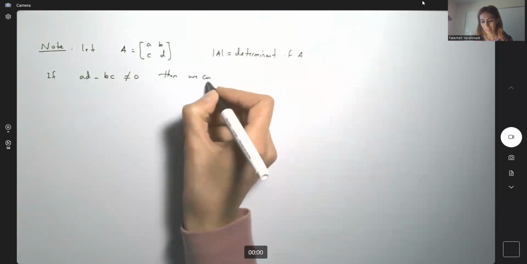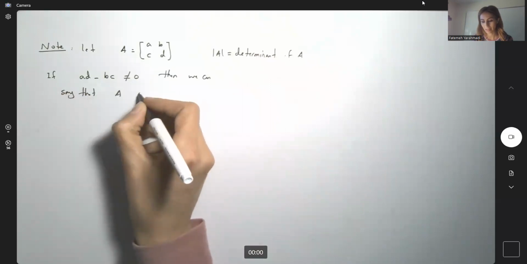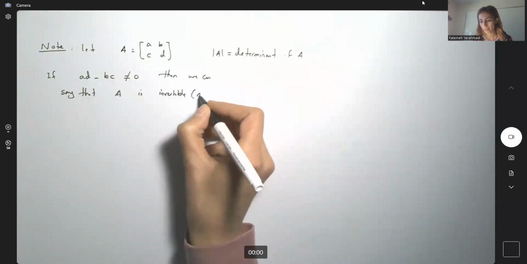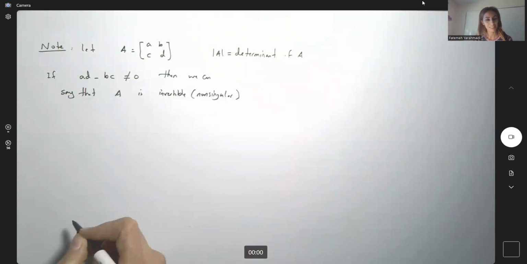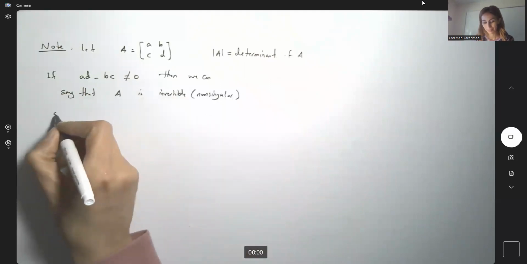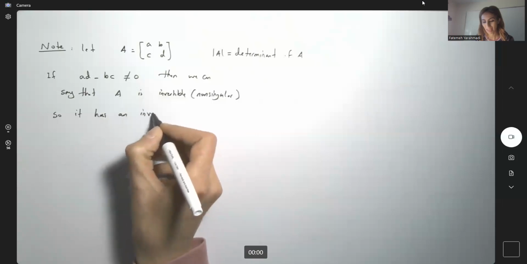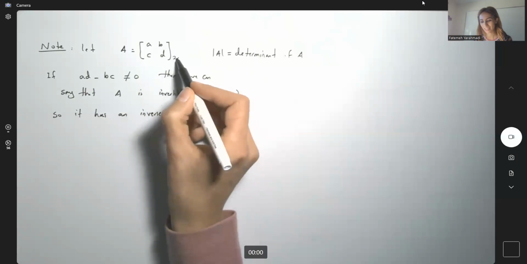we can say that A is invertible or it is non-singular. What's the meaning of that? It means that it has an inverse. We have a nice formula to find the inverse of a 2 by 2 matrix.